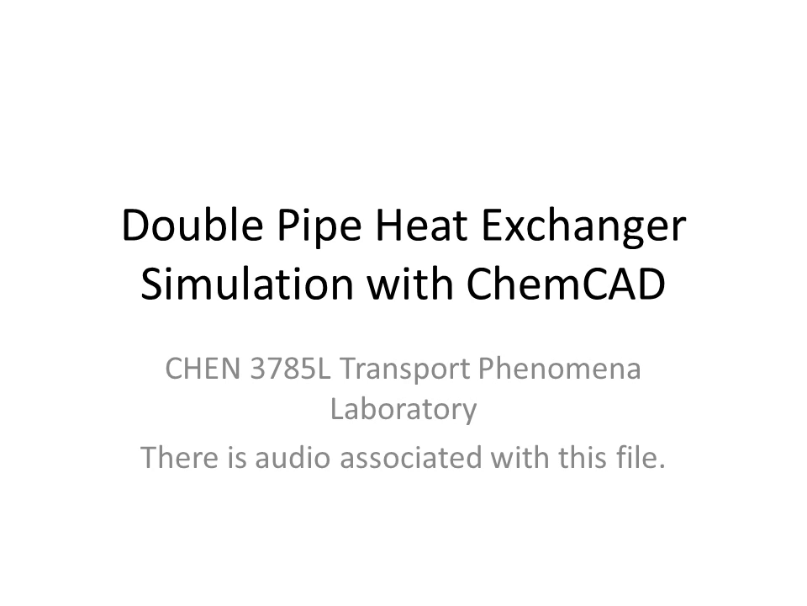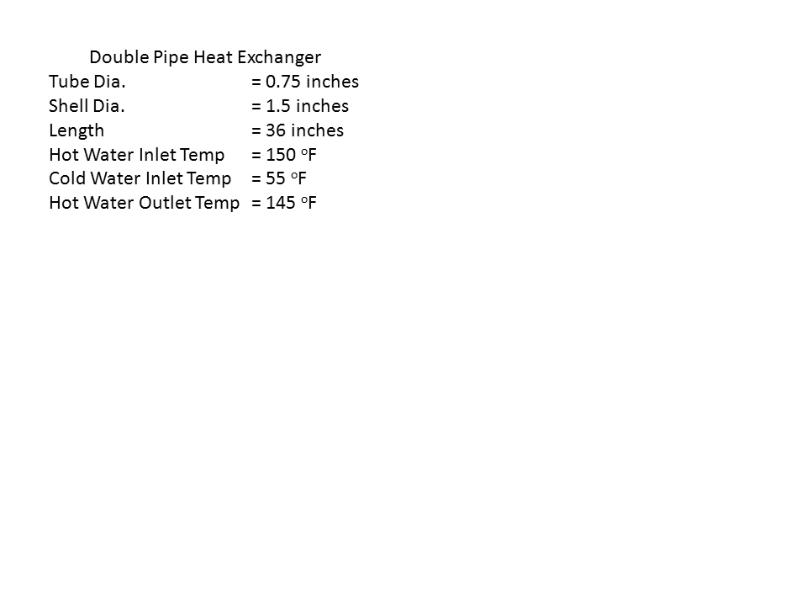This presentation will give information necessary to model the double pipe heat exchanger utilizing the ChemCAD simulation software. We're going to model a heat exchanger, in this case a double pipe heat exchanger, with a tube diameter of 0.75 inches, shell diameter of 1.5 inches, total length of 36 inches.